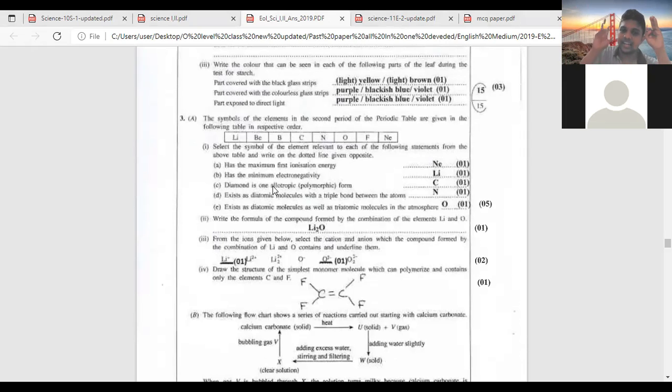First question, more than 90% it comes from the periodic table, with the relationship between first ionization energy and electronegativity.